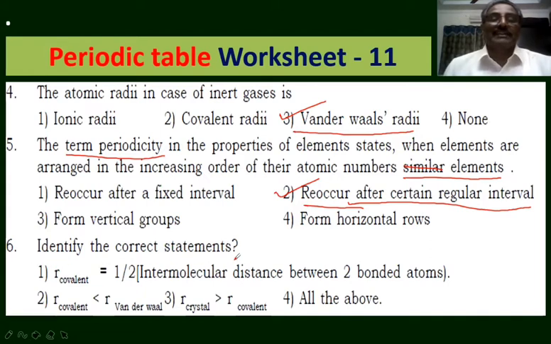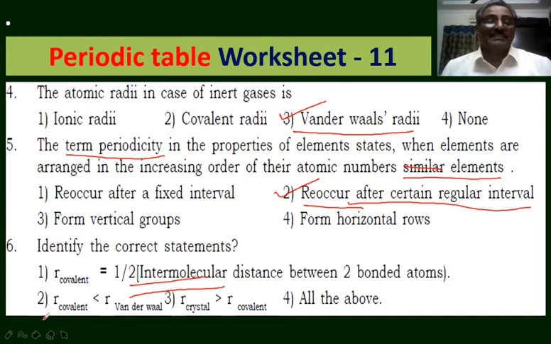Next, identify the correct statements. R covalent, that is covalent radius, is equal to half of the intermolecular distance between two bonded atoms. Not intermolecular distance. This is not right. Covalent radius is half of the interatomic distance between two bonded atoms, not a molecular intermolecular distance.